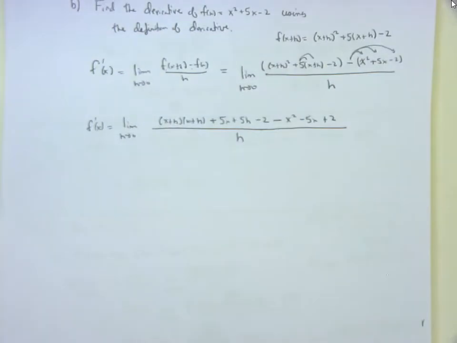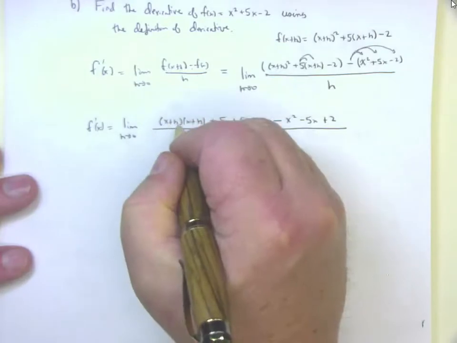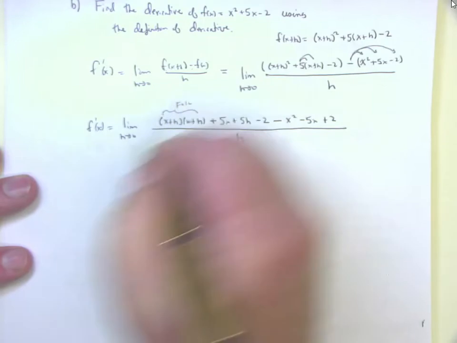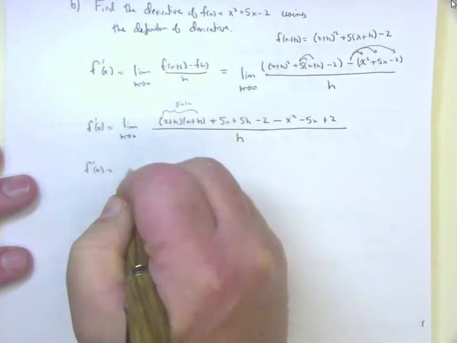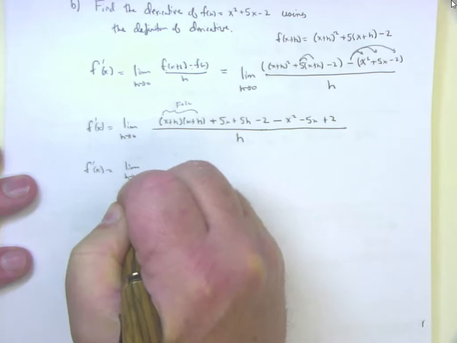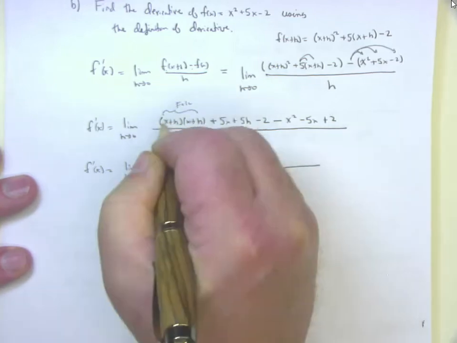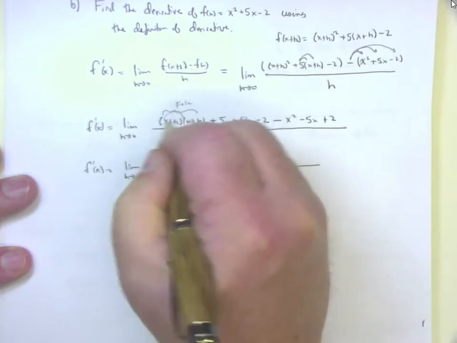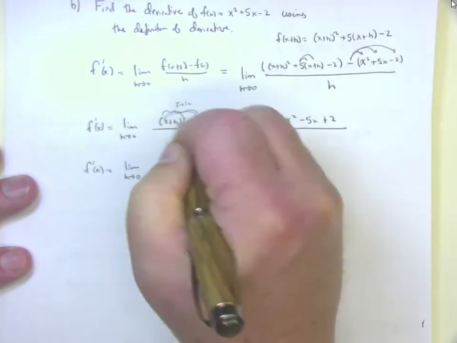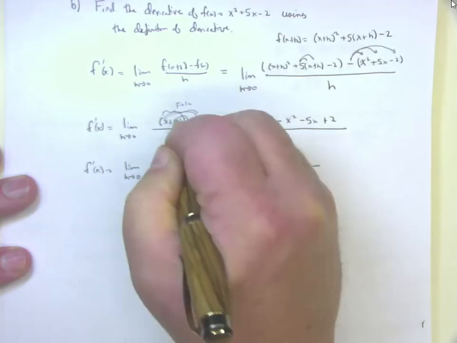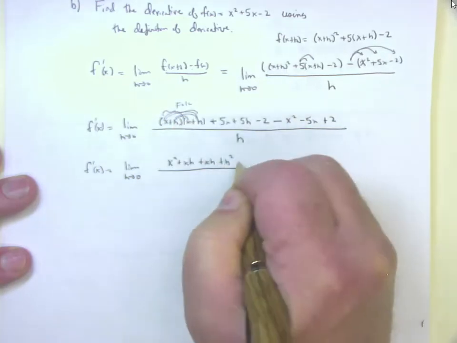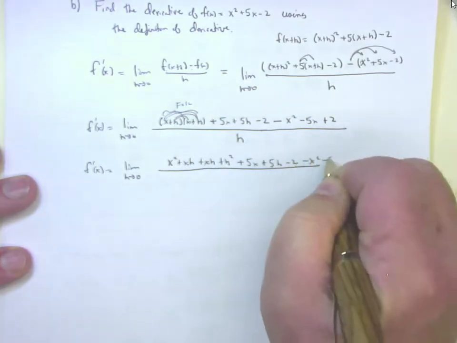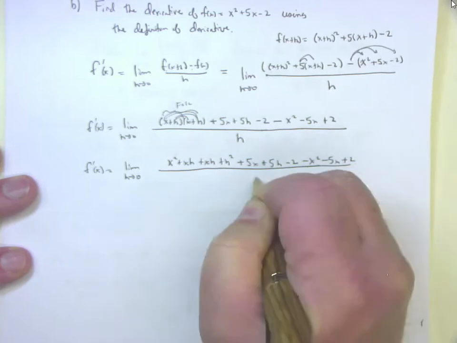Let's clean this up one more time. To clean it up, x plus h squared means x plus h times x plus h. And once again, I'm going to do the FOIL thing on this guy. This would be equal to the limit as h approaches 0 of, FOILing this out, x plus h times x plus h is going to be x squared plus xh plus another xh plus h squared, classic FOIL, plus 5x plus 5h minus 2 minus x squared minus 5x plus 2, all over h.